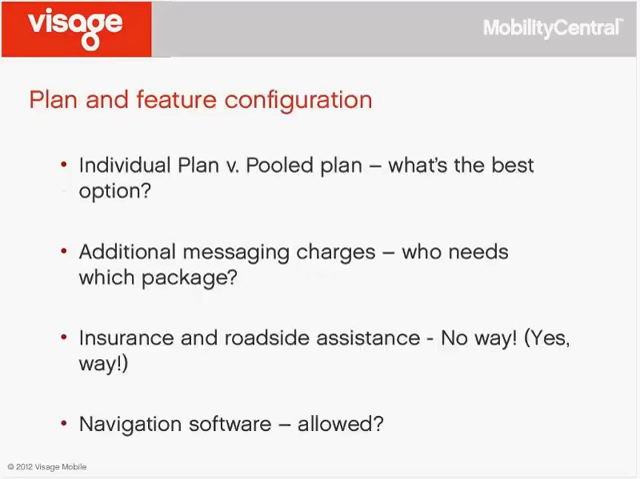Plan and feature configuration is another type of bad spend. We have people on individual plans versus pooled plans. What's the best option for you? Are there some messaging problems, or do we have too many or too few messages? People have insurance and roadside assistance on their company-owned devices. Whether they added it specifically or not is not the point. They're showing up on your bill, and we want to make sure you know how to find those. And especially things like downloads for navigation software. Do you want your employees downloading navigation software when they may be able to use a free service like Google Maps or Apple Maps?